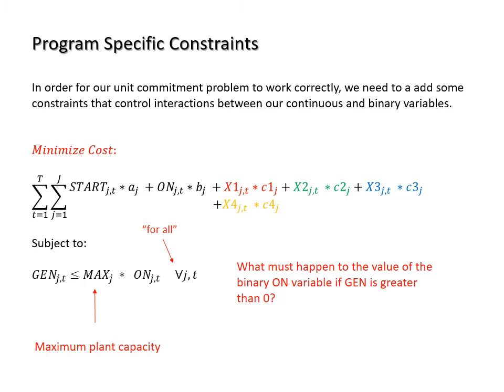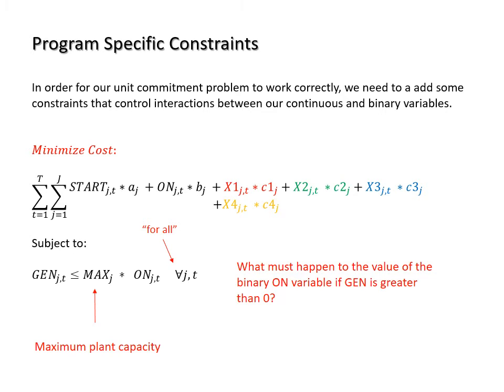That the generation for generator J in period T has to be less than or equal to the maximum installed capacity for that particular generator. And we're multiplying it here times the on switch, or the on variable, which remember is this binary variable where it's one if it's on, and it's zero if it's off. Now, there are two reasons we have this particular constraint written this way. The first is to make sure that gen is always less than or equal to max J.